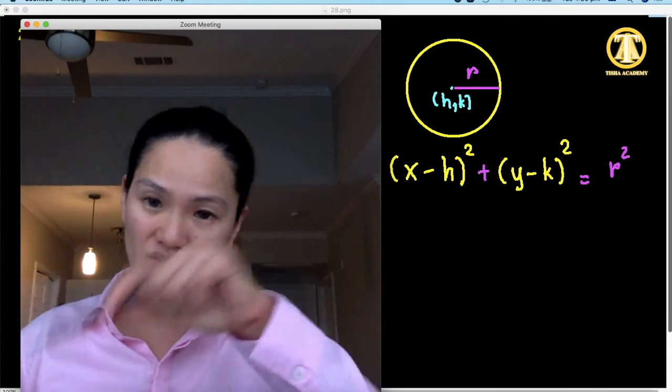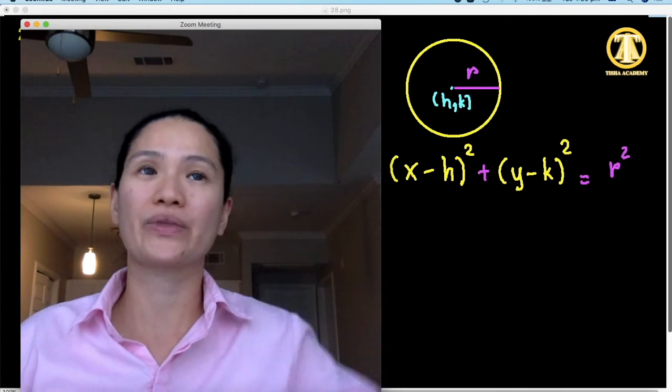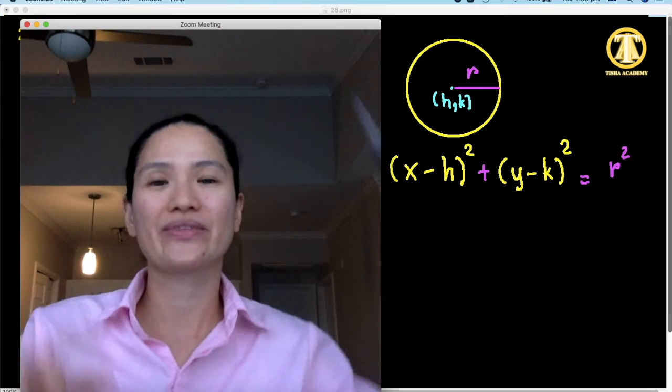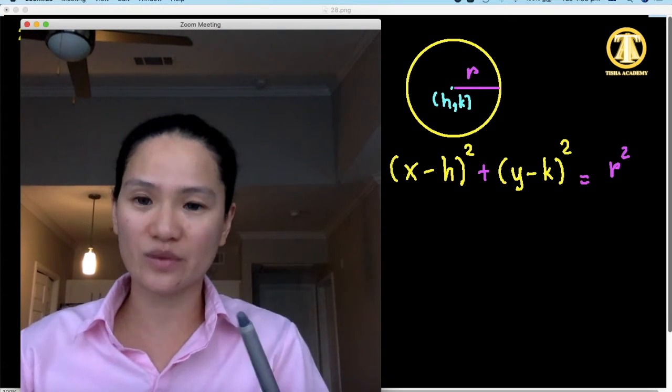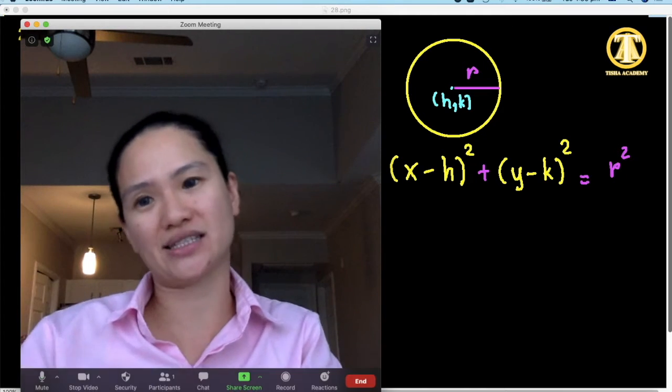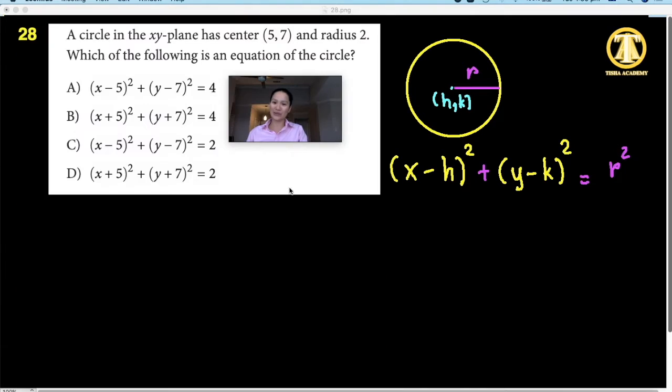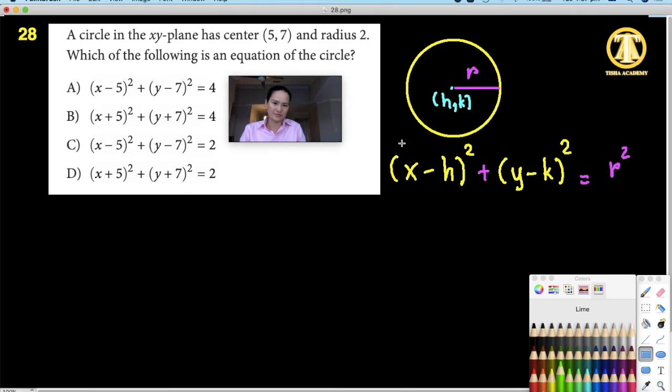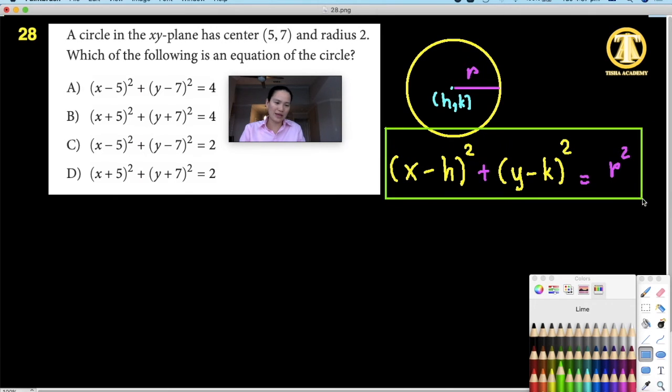(x minus h) in the bracket squared plus (y minus k) in the bracket squared equals r squared. And again, (h, k) is the center of the circle. Alright, if you're ready, let's see from here. Okay, put everything in the frame here. Okay, let's see.